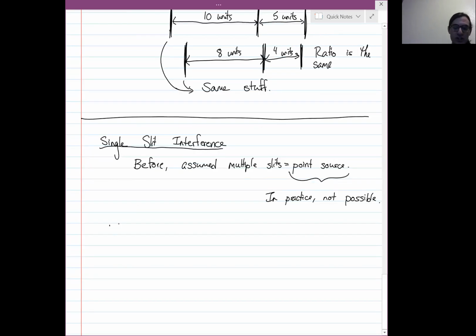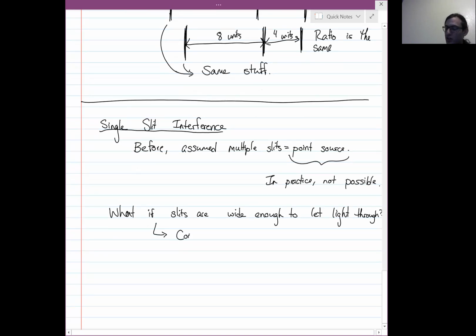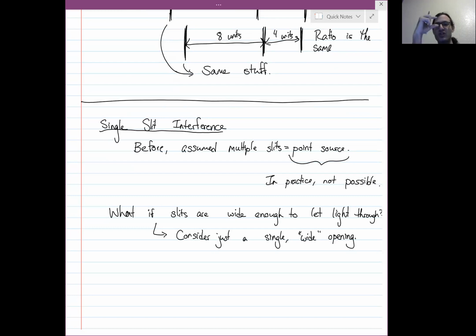So in order to understand this, let's first look at a simpler case. What if the slits are wide enough to let light through? And when I say wide enough, I just mean some physical width rather than infinitesimal. So to answer this question, we're going to consider just a single "wide" opening. So rather than considering a whole bunch of infinitesimally thin slits, we're just looking at a single slit with some fixed width.